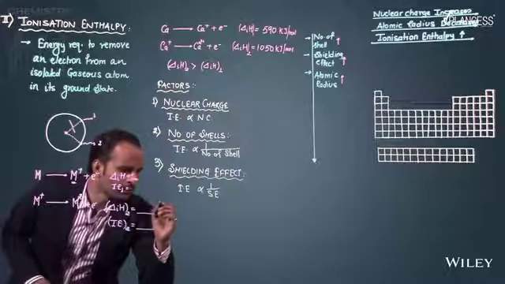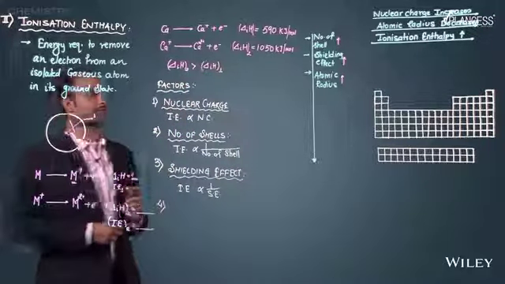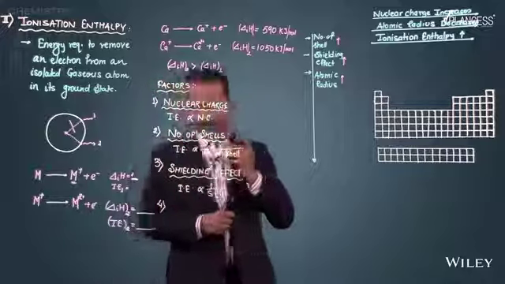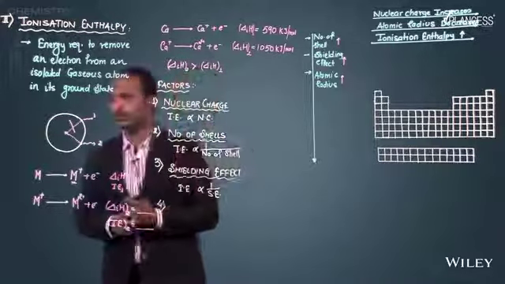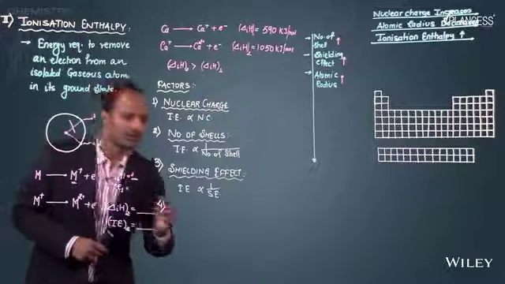Then point number 4, the fourth factor which affects the ionization enthalpy, is the penetration power of the electron.